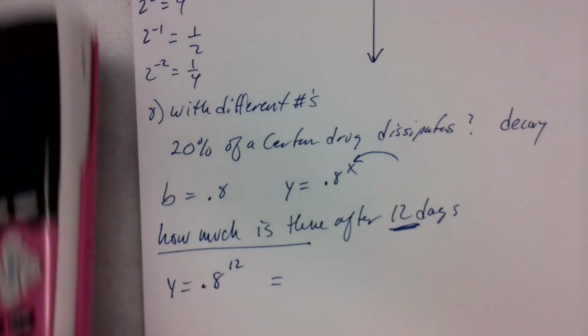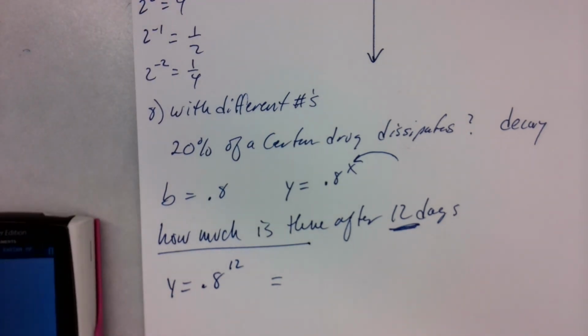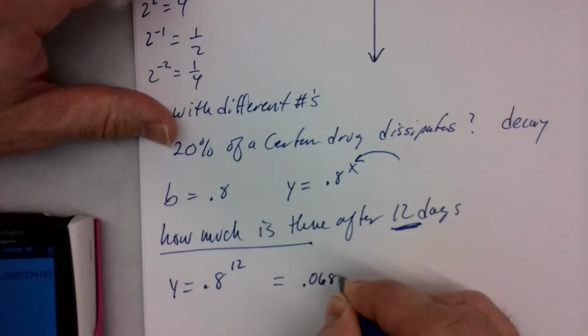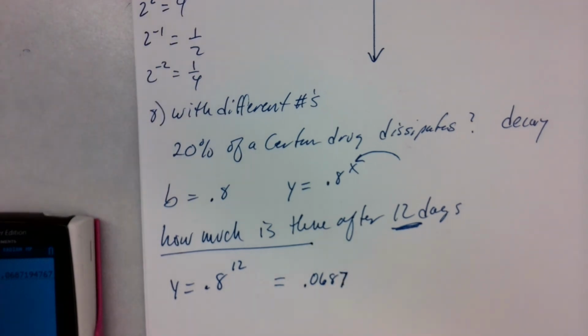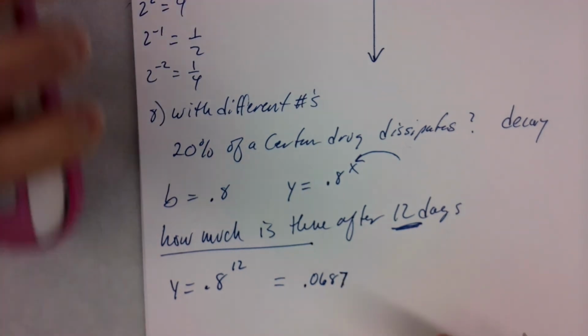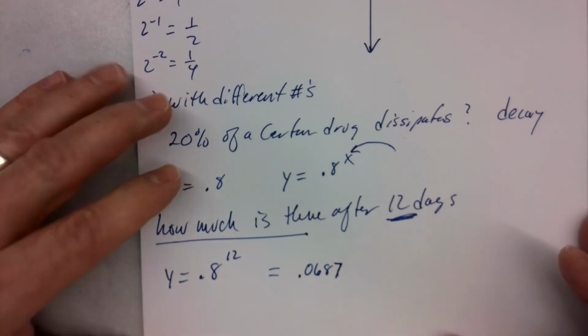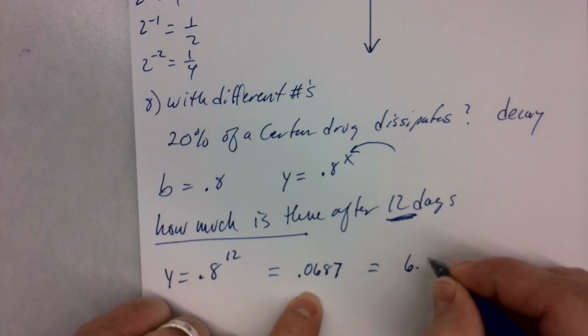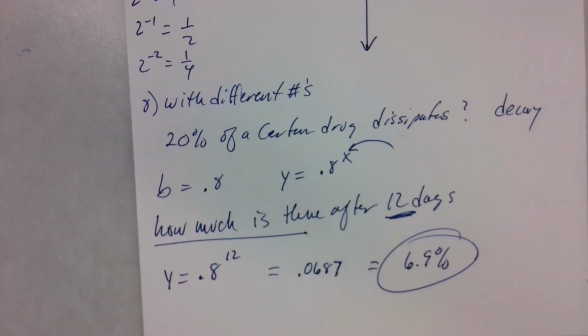So if I go back to my calculator, I'm going to go 0.8 caret key 12. It's going to give me 0.0687, right? Because they gave it to me in a percent, they're probably going to want it in a percent. Well, that's going to be 6.9% if we want to round. So after 12 days, there's only 6.9% of that drug in my body, which means it's probably not very effective, correct?